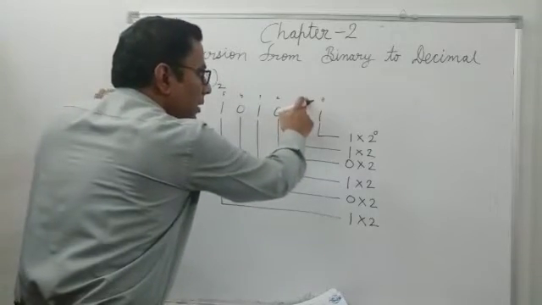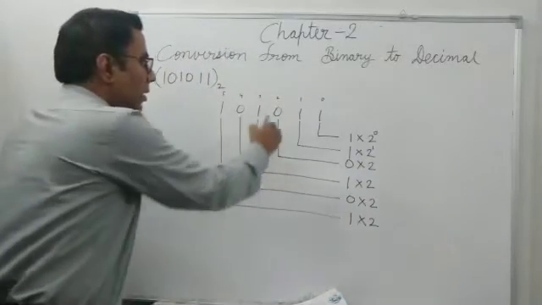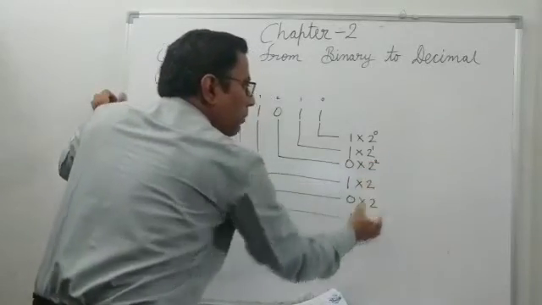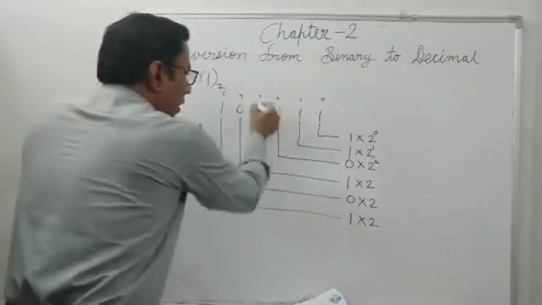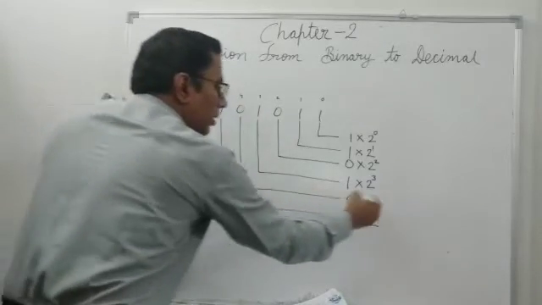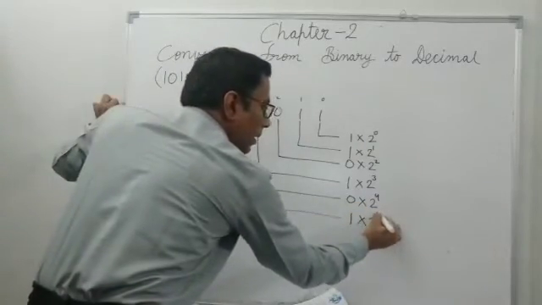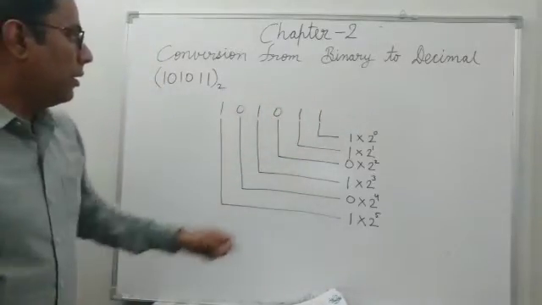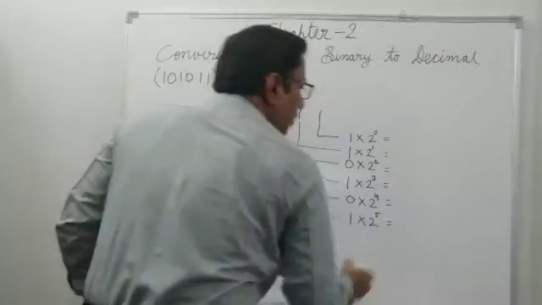The position of this digit is 1, so here you write 2 raised to the power 1. The position of this digit is second, so here you write 2 raised to the power 2. Third position, so 2 raised to the power 3. Fourth position, so 2 raised to the power 4. And fifth position, so 2 raised to the power 5. Now I am removing this, and now solve it the same as in mathematics.